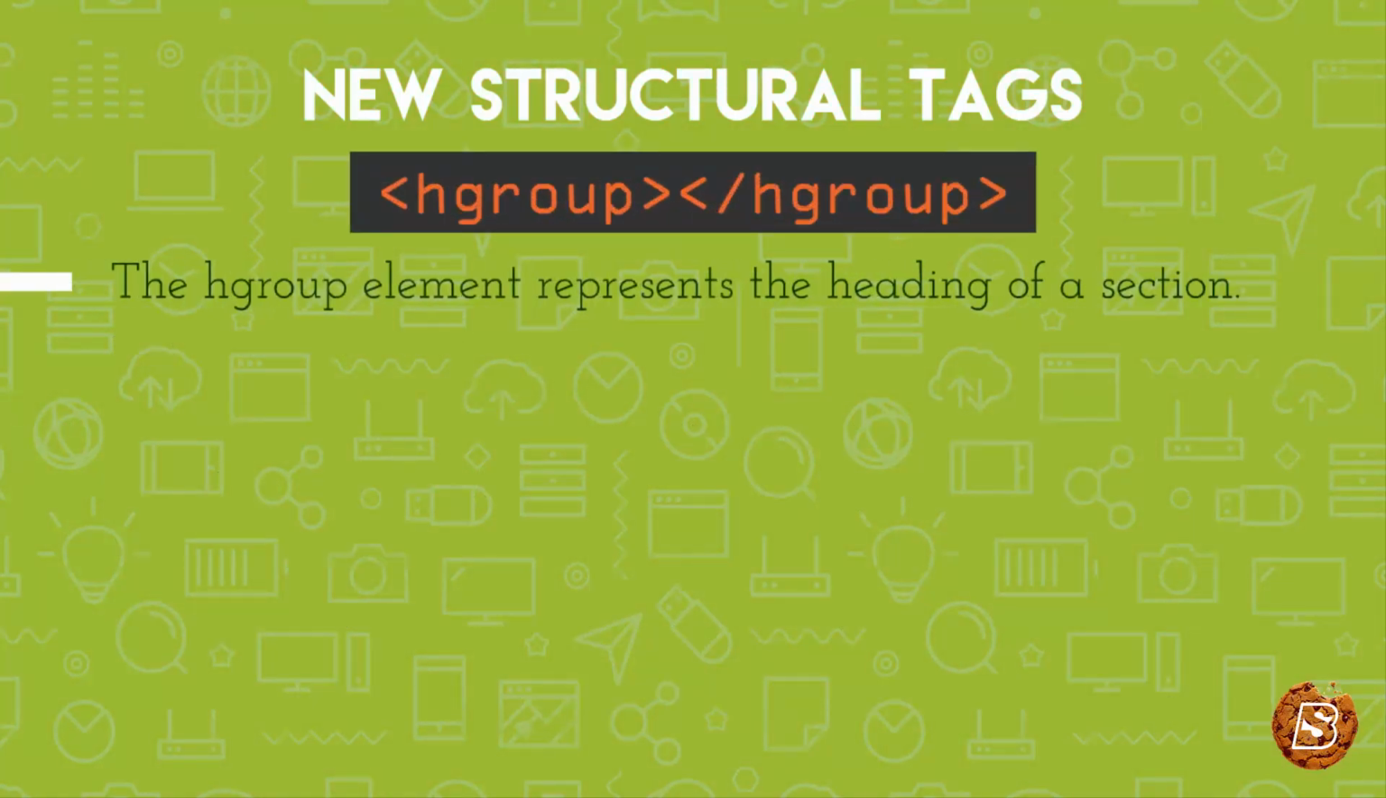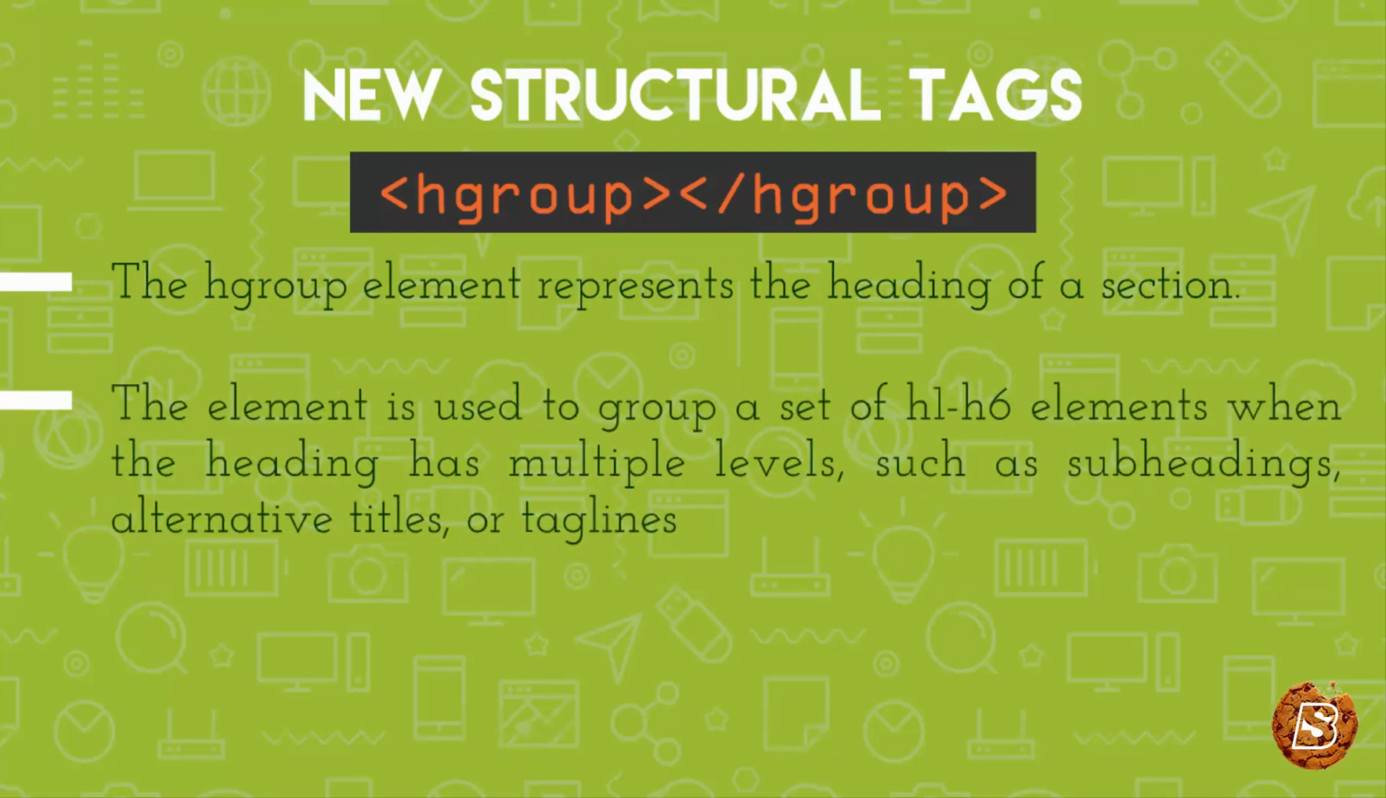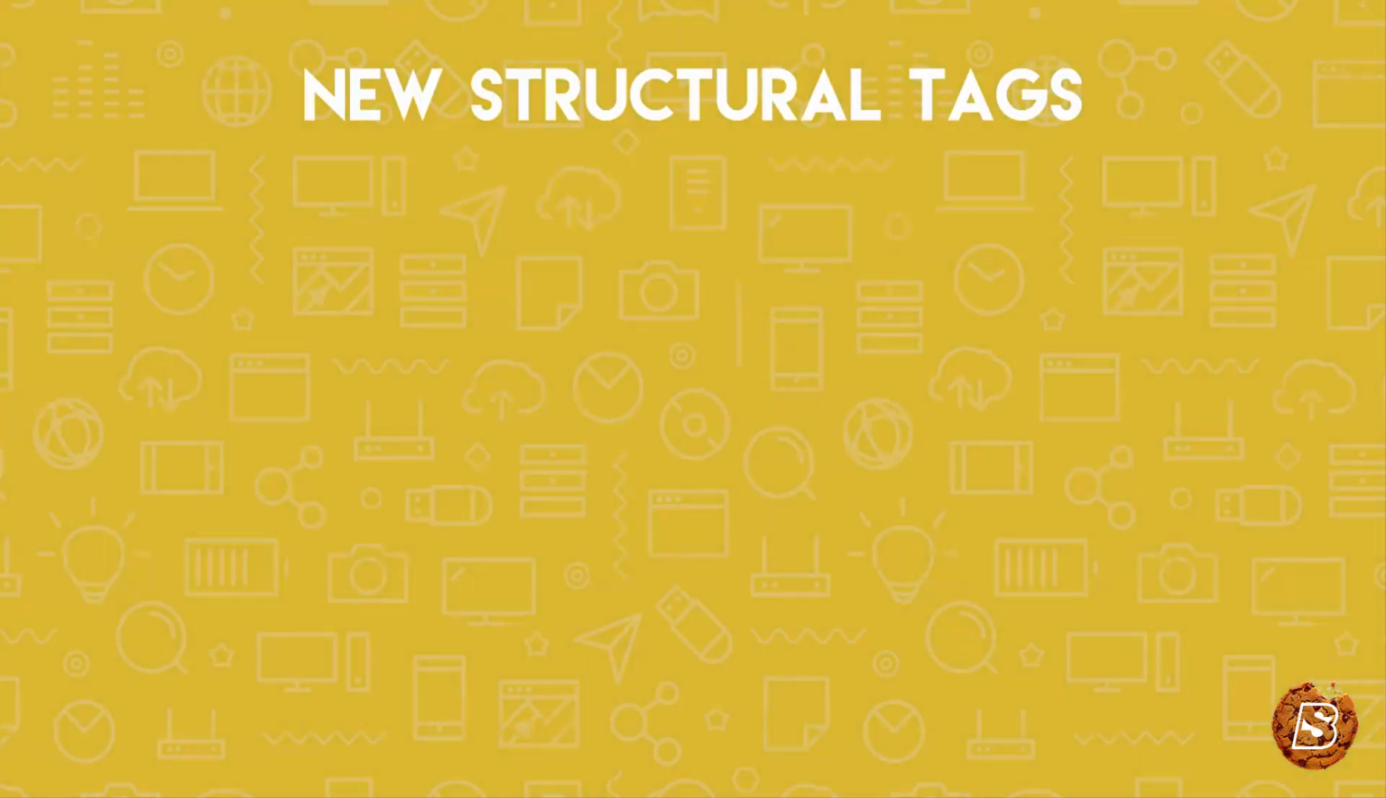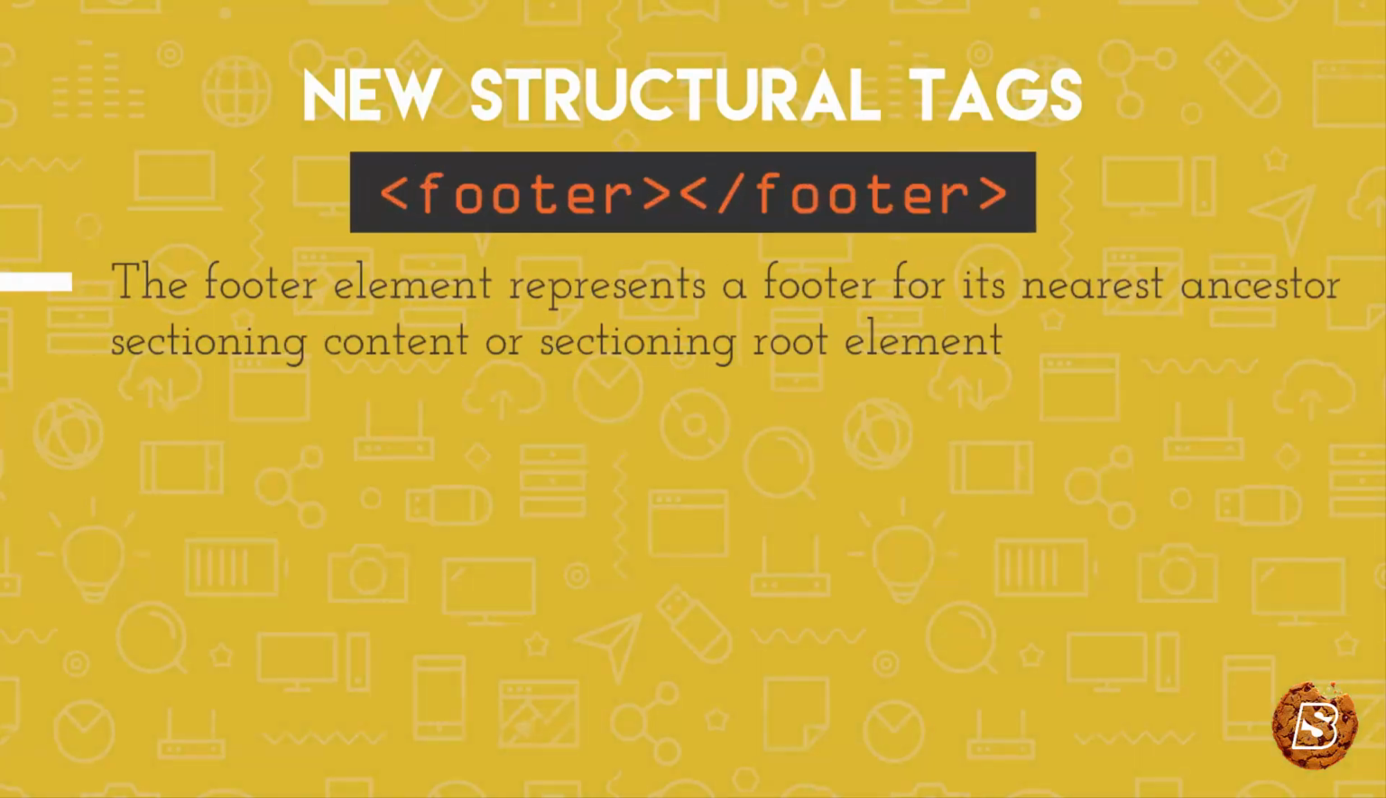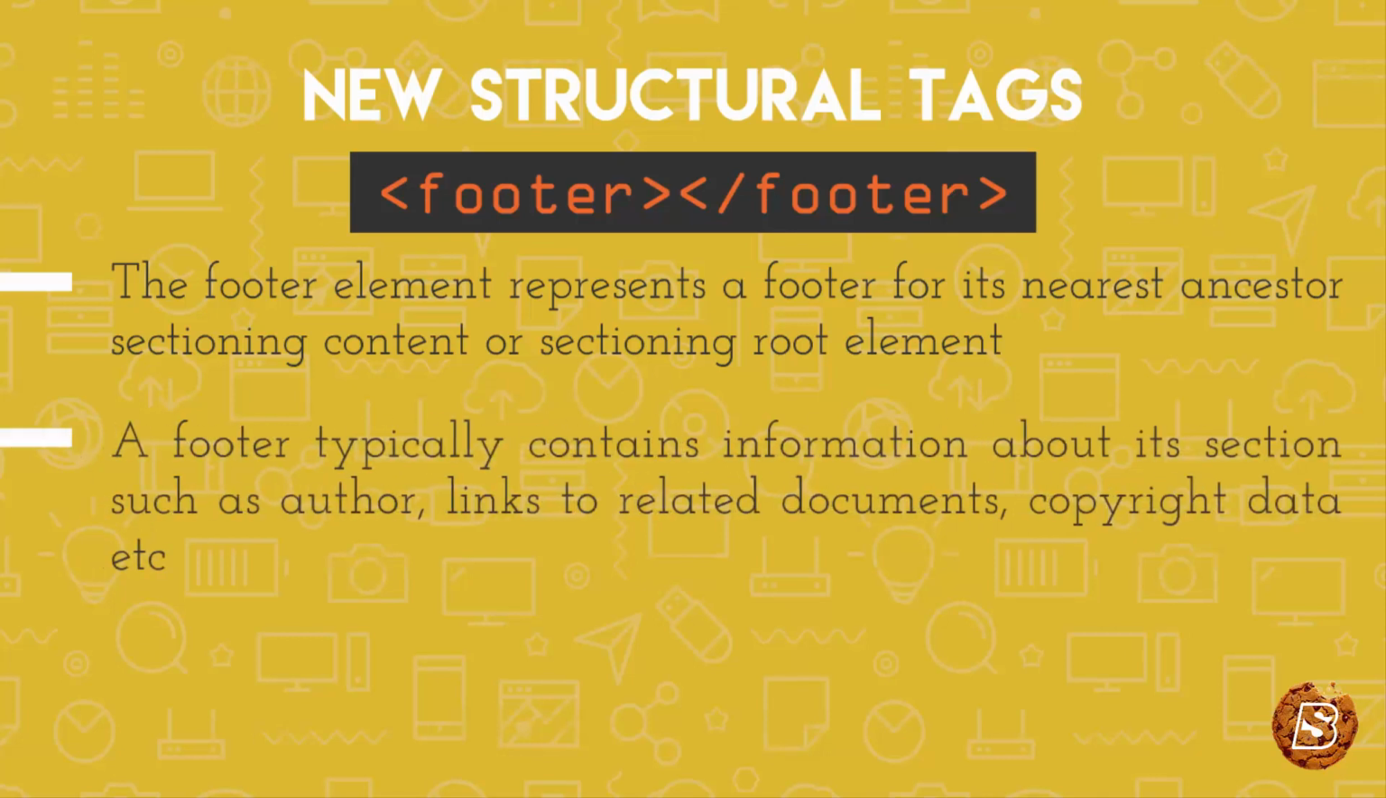Then we have the hgroup tag. The hgroup element represents the heading of a section. The element is used to group a set of H1 to H6 elements when the heading has multiple levels, such as subheadings, alternative titles, or taglines. Then we have the footer tag. The footer element represents a footer for its nearest ancestor sectioning content or sectioning root element. A footer typically contains information about its section, such as author, links to related documents, copyright data, etc.